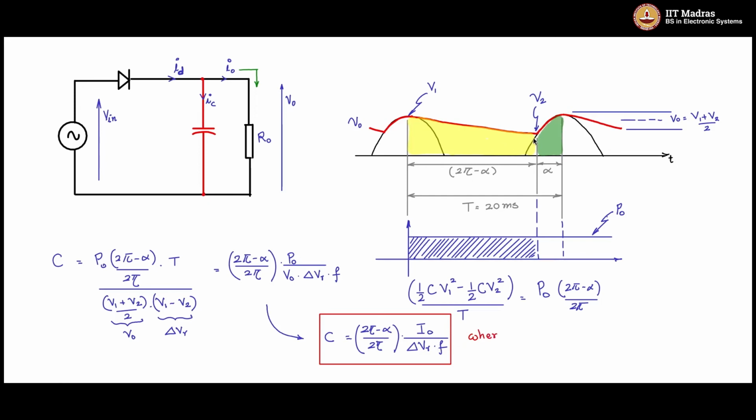Where, what is alpha? Alpha is this angle. If this is the peak value, this value would be cos of the peak. So V2 should be cos of this, V1 cos alpha would be V2, right? So if this is V1, alpha would be cos inverse of V2 by V1.